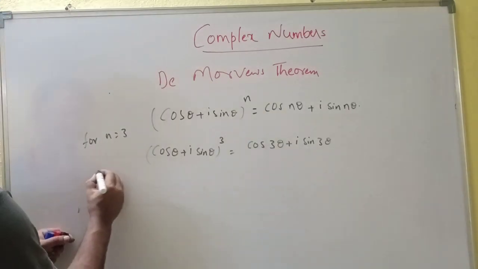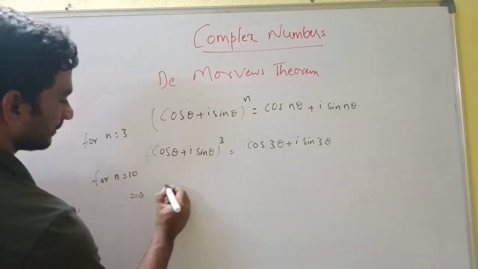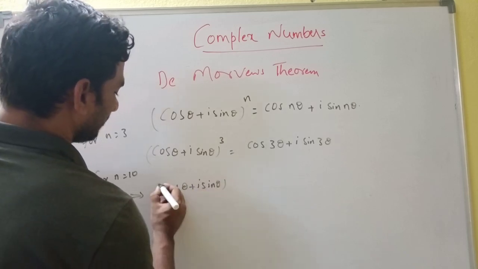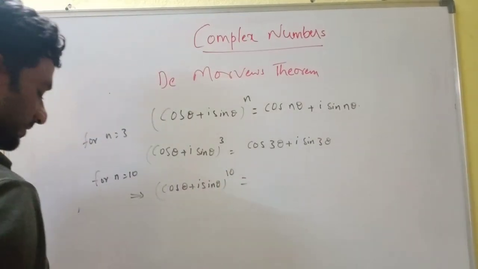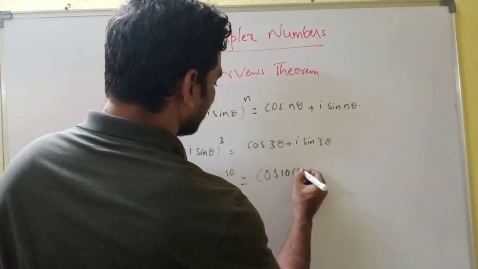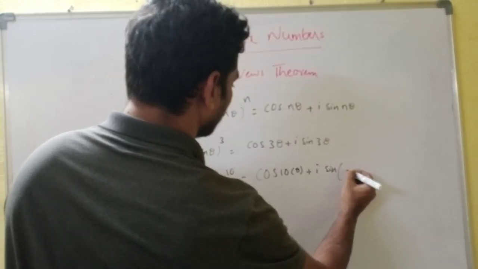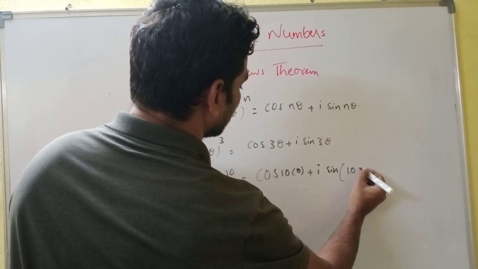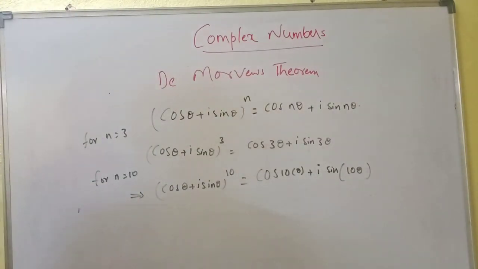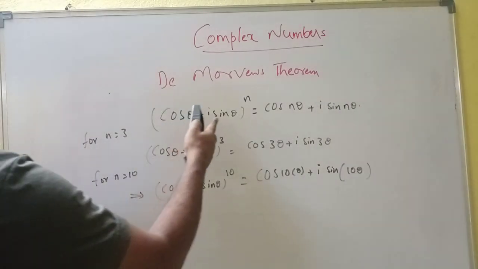For n equals 10, cos theta plus i sin theta whole power 10 equals cos 10 theta plus i sin 10 theta. So this is how we can expand cos theta plus i sin theta power n.